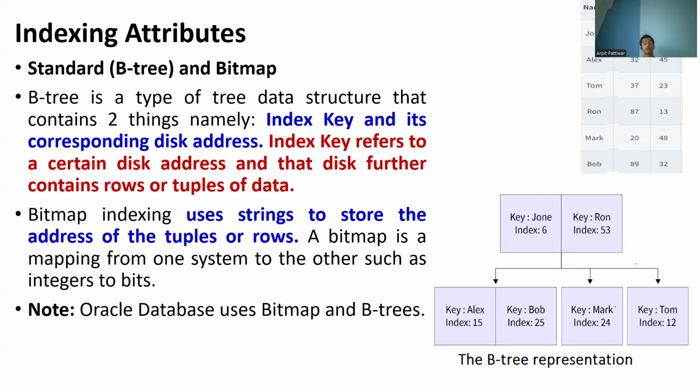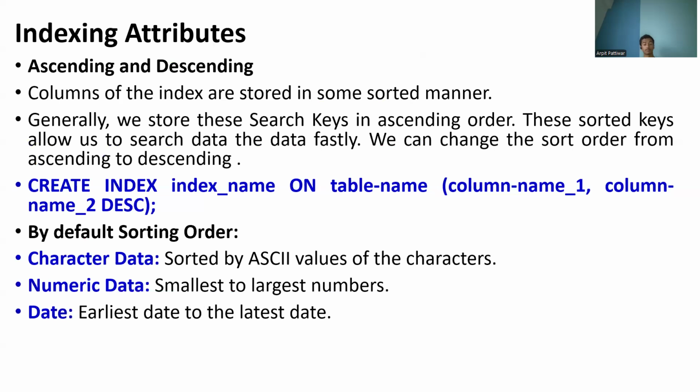Indexing attribute, standard B tree attribute. A B tree is a type of tree data structure that contains only two things, namely the index key and its corresponding disk values. The index key refers to a certain disk address, which further contains rows and tuples of data. Bitmap indexing uses strings to store the address of the tuples or rows. A bitmap is a mapping from one thing to another, such as integers to bits.